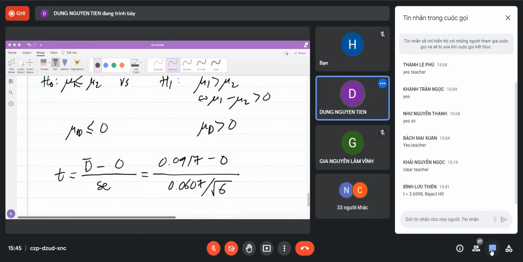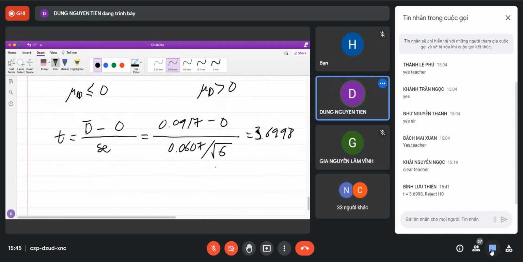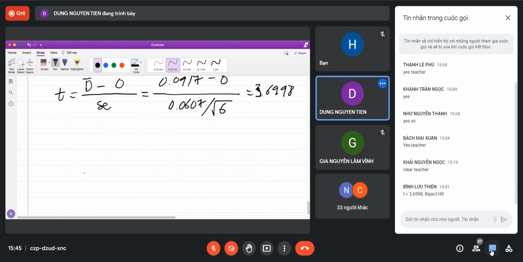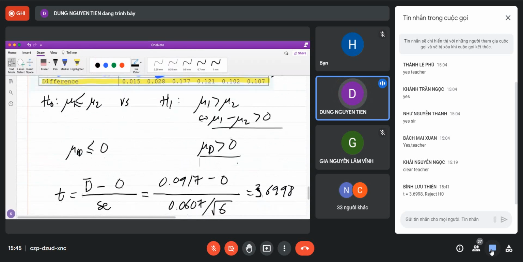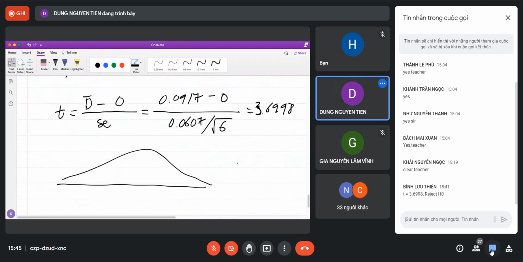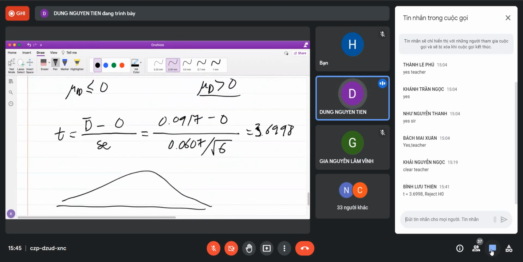This okay, everybody? And you come up with the t value 3.6998. Is this all right, everybody? Okay, so you come up with that value t. Now we will reject the null hypothesis if d is too big. If d is too big, you will think that H1 is true. So you will reject the null hypothesis if t is too big.